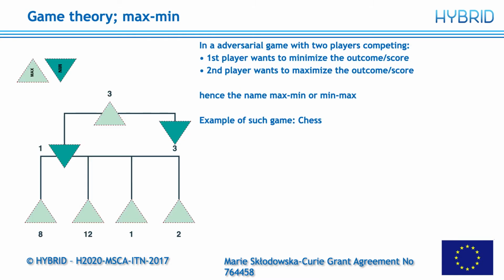But to understand GAN, we have to look at game theory. In an adversarial game with two players competing against each other, such as chess, the first player tries to minimize the score of the game, and the second player tries to maximize the score. Hence the name min-max or max-min.